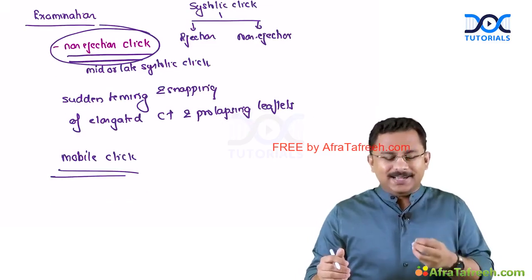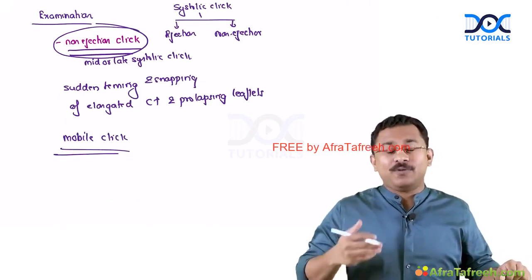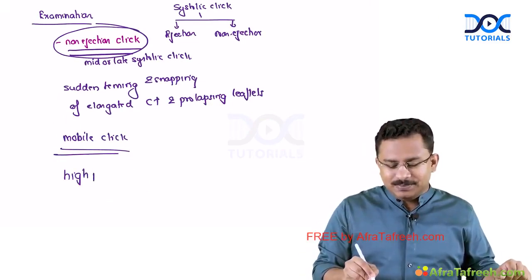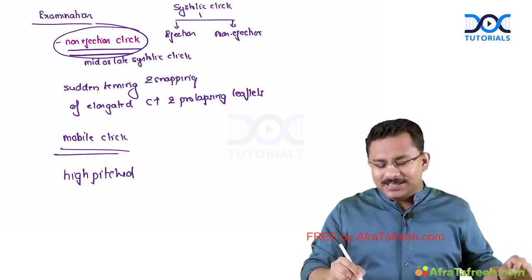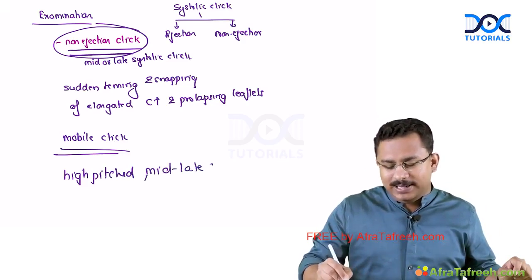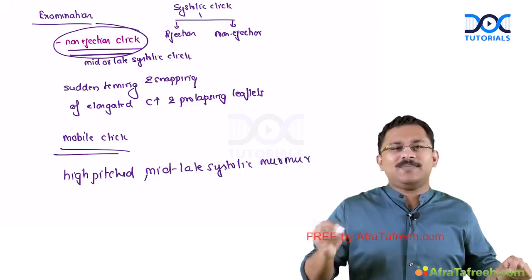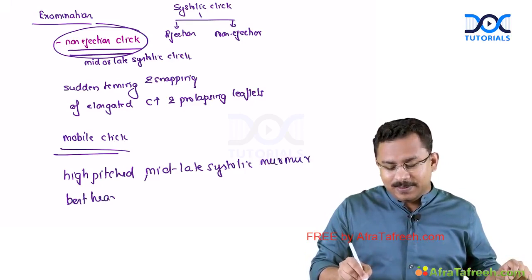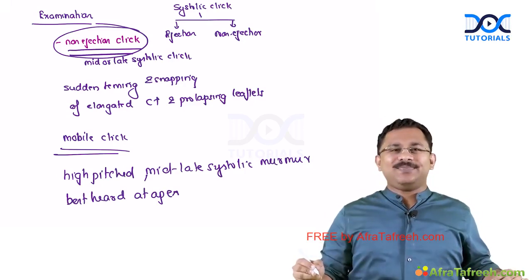The non-ejection click is usually followed by a murmur, which is a high-pitched, mid to late systolic murmur, and this is best heard at the apex.